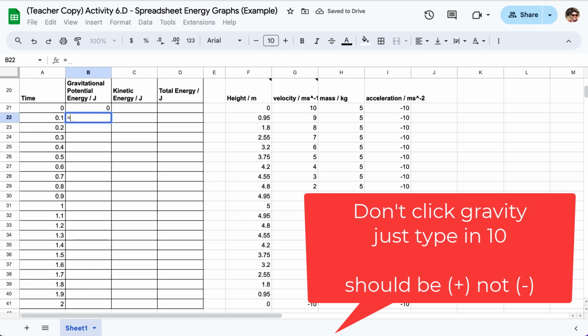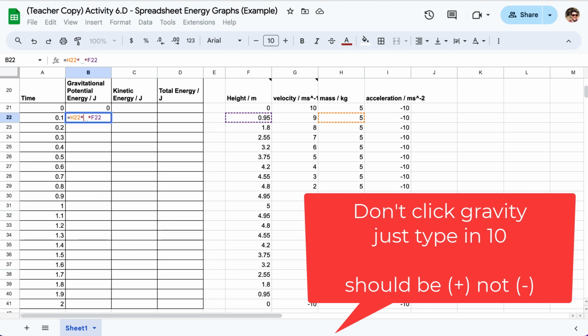I can do that again, equals, I will say our mass, then I will say times our acceleration, which is gravity, times, and then our height, which is 0.95, and we get that. Here we have that it is negative because the acceleration is negative. So one thing we can do is, instead of using that cell for the acceleration, if we don't want it to come out negative, which is a little bit funky, we'll actually go ahead and just type in 9.8.